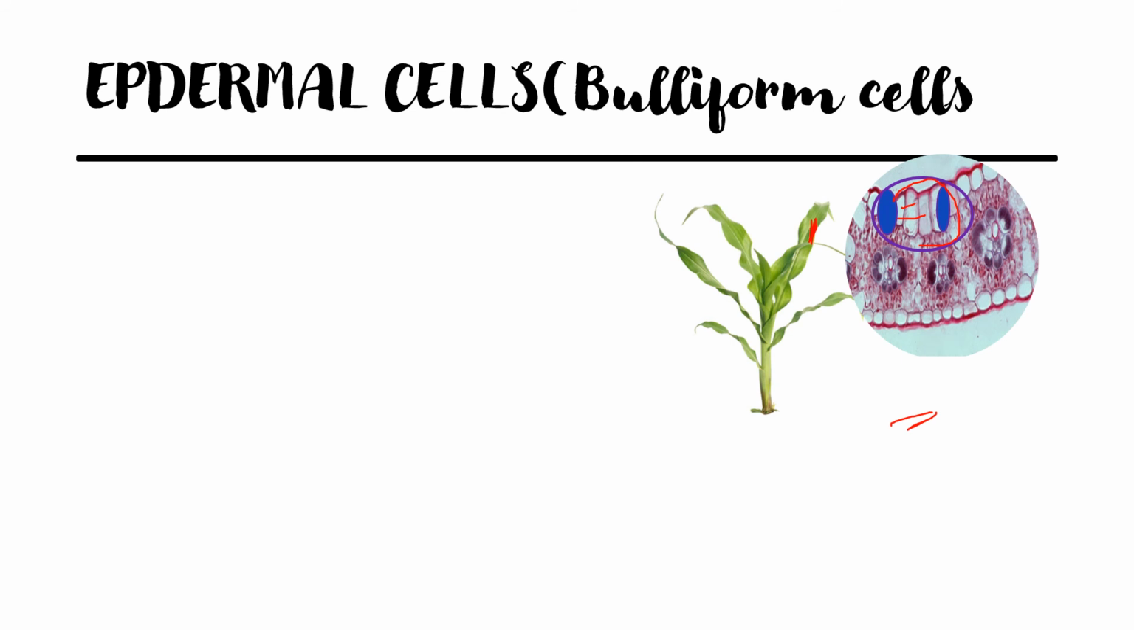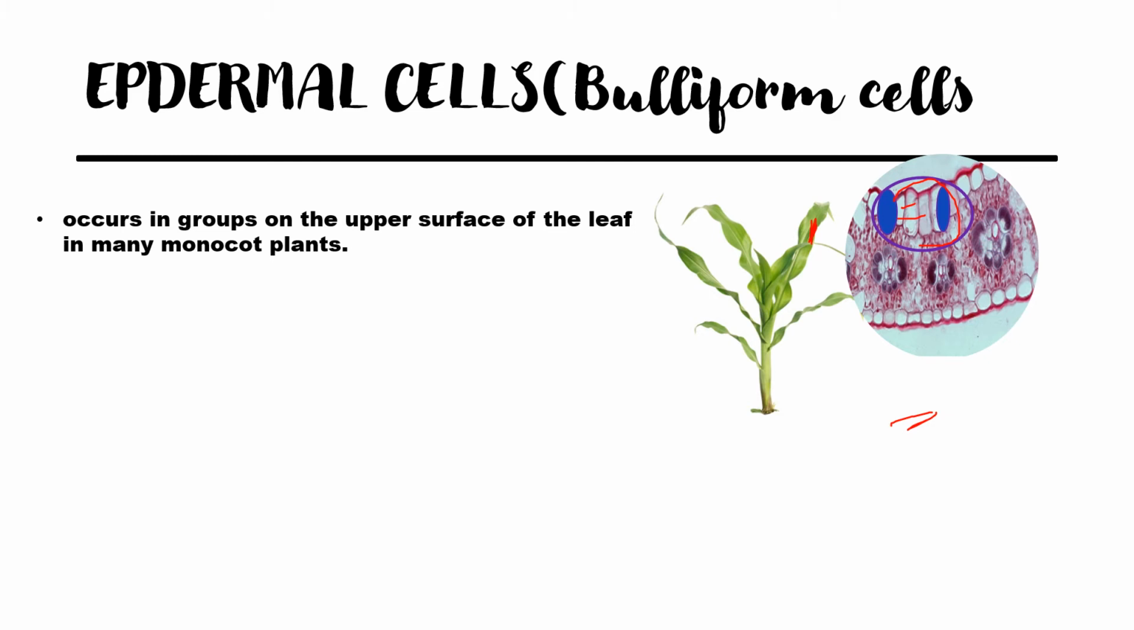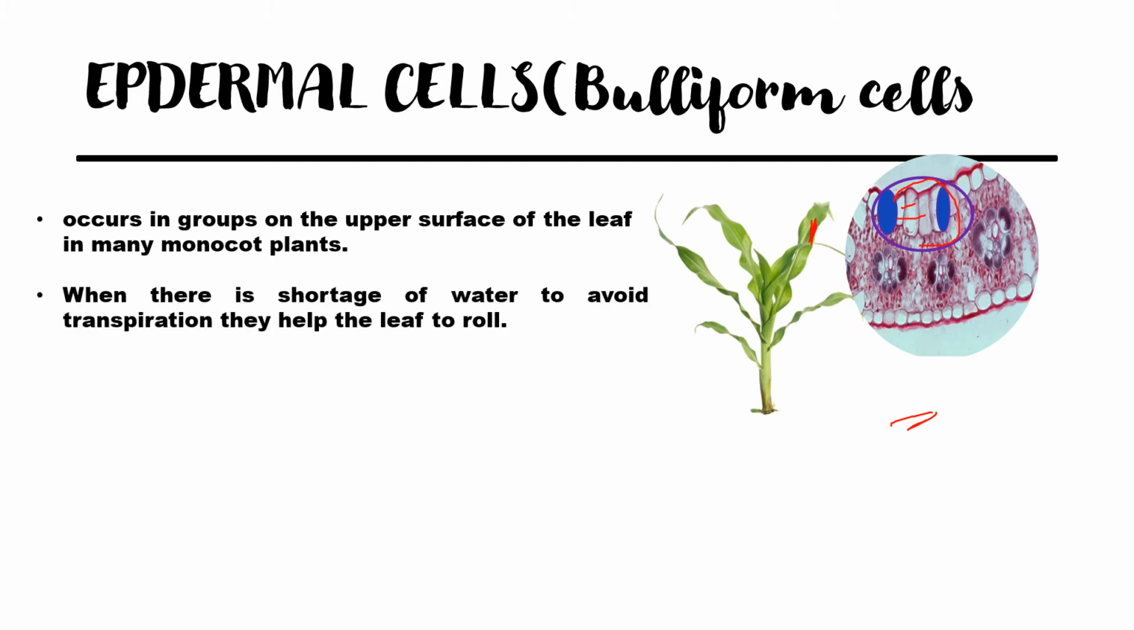In some plants, we find some special kind of epidermal cells. One of this kind is bulliform cells. Bulliform cells are the group of cells present in the upper surface of the leaf of many monocot plants. When there is more of water, these bulliform cells are turgid and it makes the leaf to open. But when there is loss of water due to transpiration, it becomes flaccid and the leaf curls or rolls.